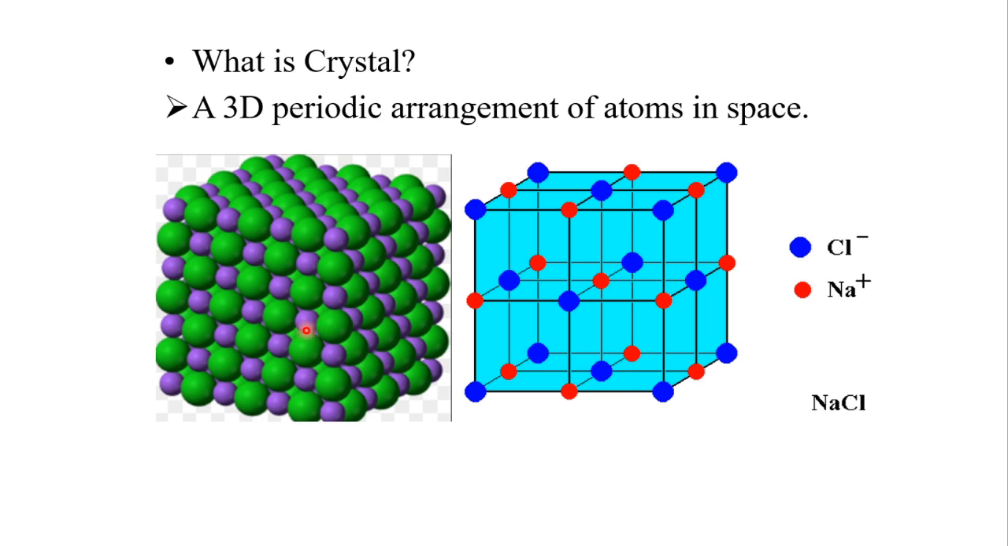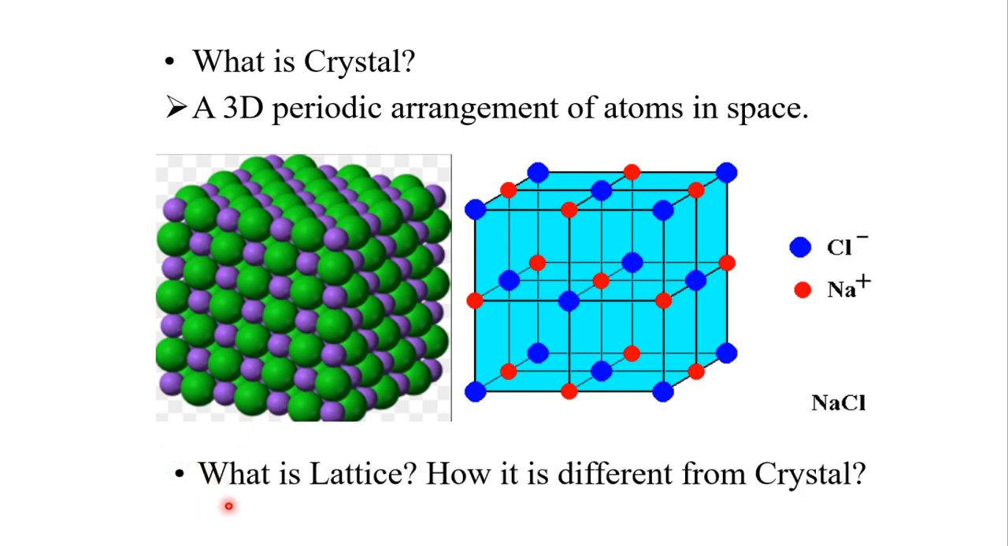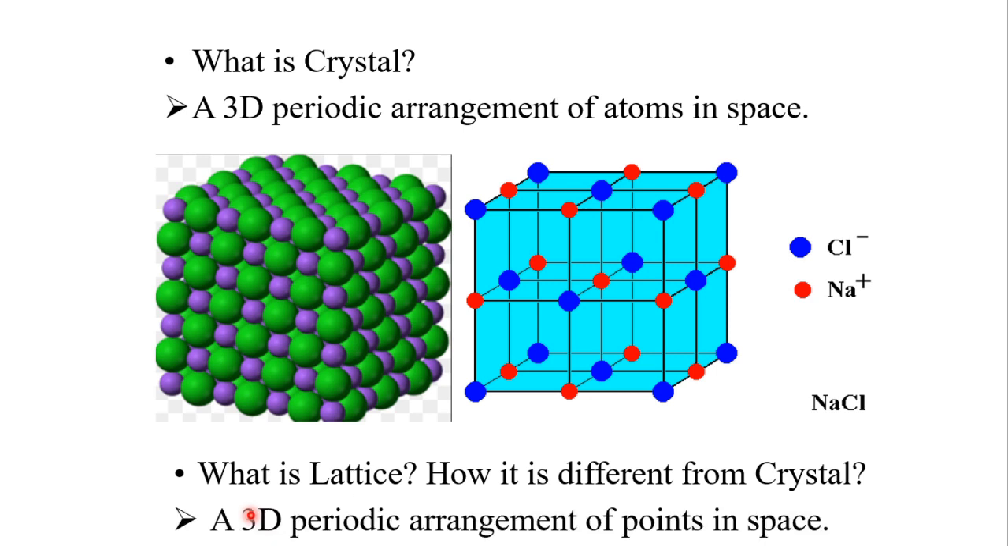Now, we are going to explore another related concept, that is lattice. So, what is lattice and how is lattice different from crystal? In simple words, lattice is a three-dimensional periodic arrangement of points in space. So, the exact difference between crystal and lattice depends on what is being considered, whether we are considering points or atoms. Otherwise, crystal and lattice both are three-dimensional periodic arrangements.